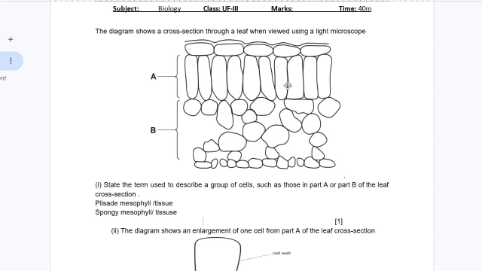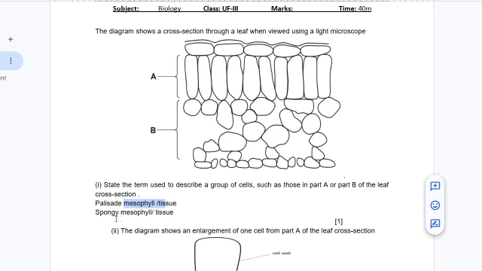So here you go with the answer. State the term used to describe a group of cells. What term is used to describe the cells given in part A and part B in the leaf cross section? The best answer is mesophyll or tissue, because this is also a mesophyll and this is also a mesophyll. So mesophyll tissue, or we can say palisade tissue or mesophyll tissue. The right answer is basically mesophyll or tissue.